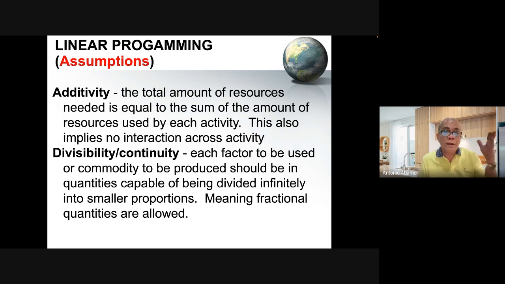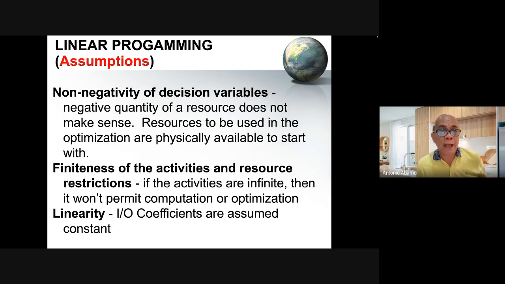But in this, where you need to use, for example, labor, feeds or irrigation, you can apply this divisibility or continuity assumption. The other one is non-negativity of decision variables. That means all resources to be used are available. You cannot plan for something that is not present. It is non-negativity, meaning it is greater than or equal to zero. So you cannot plan for something that is not existing.